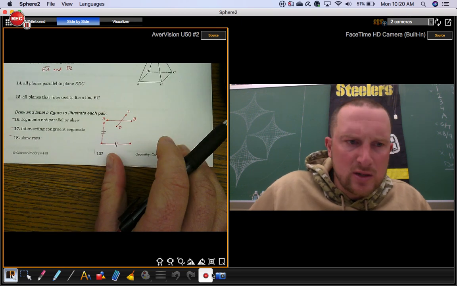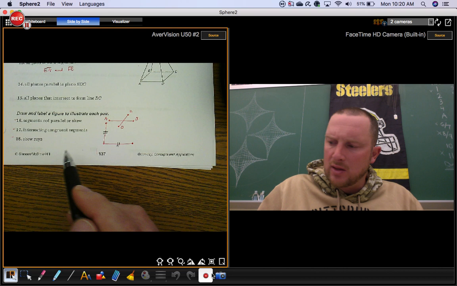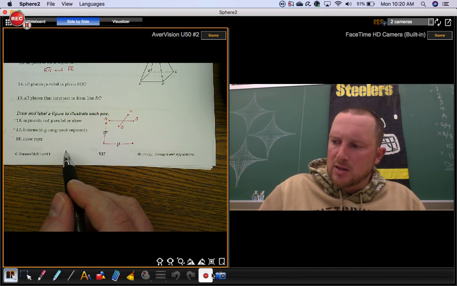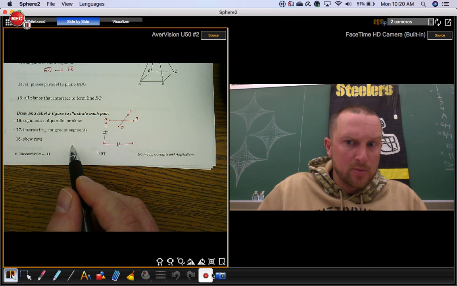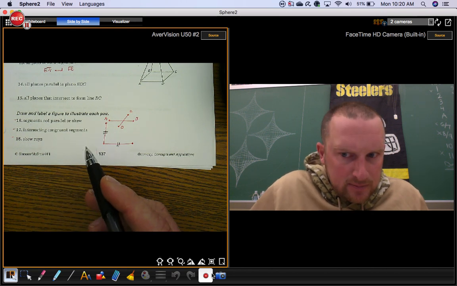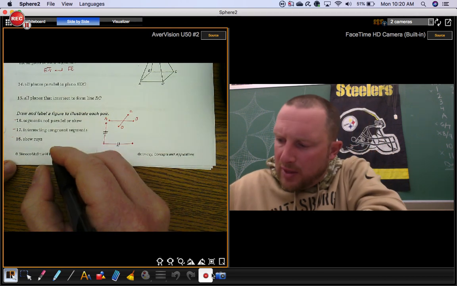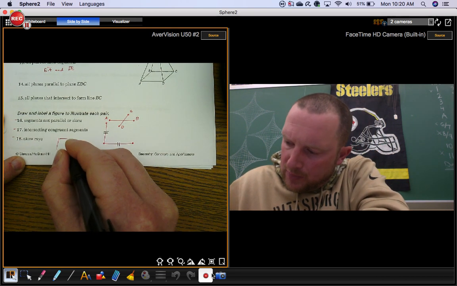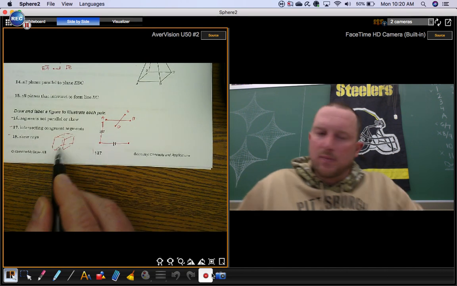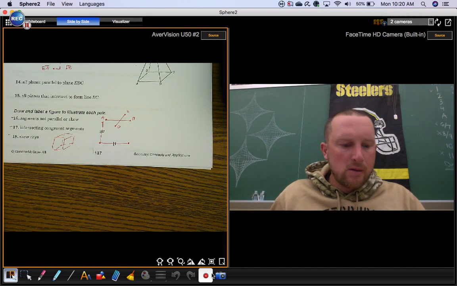Number 18, we want skew rays. Now that's really, really hard to draw on a 2-dimensional piece of paper because this piece of paper is a plane. And if you draw 2 rays on this plane, then they're on the same plane. So if you want to draw things that are skew, you almost need to identify skew things from a three-dimensional figure.